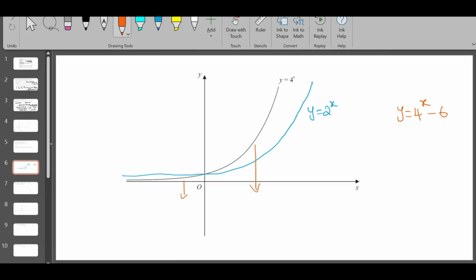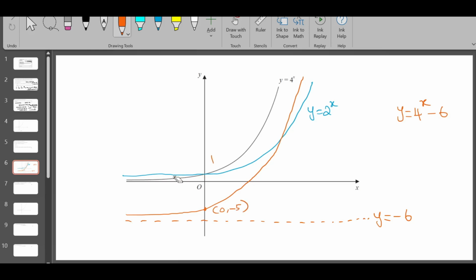When you put minus 6, you need to move the graph downward 6 units. But we have a horizontal asymptote here, right? We need to move the asymptote first, 6 units. So you need to put the asymptote here using a dotted line. Always write the equation. Don't forget to write the equation y is equal to minus 6. And when you move the graph 6 units down, you will have the graph here. So the y-intercept will be 0, minus 5 now because it was 1 here, right?